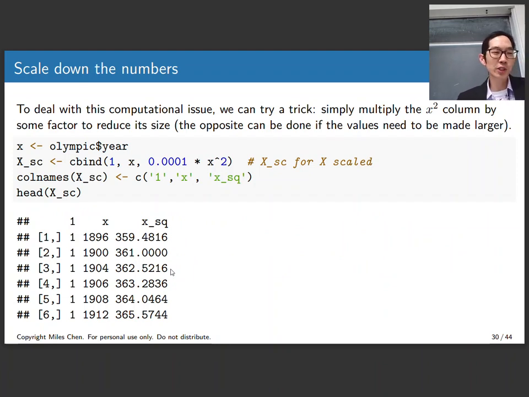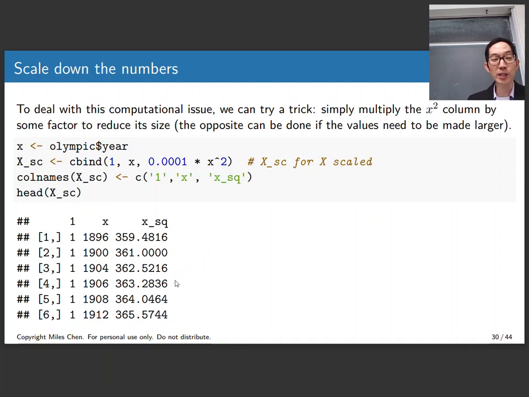So just on a practical level, there's a couple things we can do. One is we could just scale down the numbers. So rather than dealing with 4 million, what if I just take that column of x squared values and I just divide everything by 10,000, okay? So now rather than 3,610,000, I'm just gonna have 361, okay? And I have something like this.